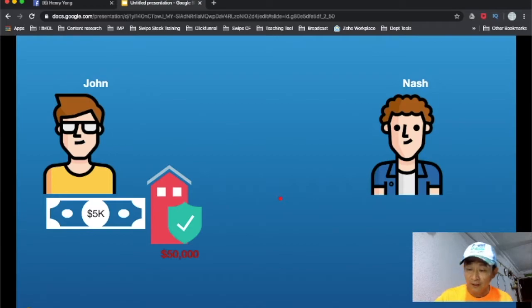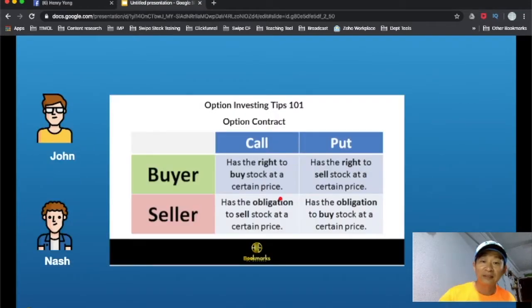Okay, so let us go back here for the summary. The summary here is on the call side. The buyer has the right, but not the obligation, to buy the stock at a certain price. On the seller side, he has the obligation to sell the stock at a certain price. So this is how the call option works, as the previous drawing showed: you have the right when the price is going up, and the seller has to sell the stock to you.